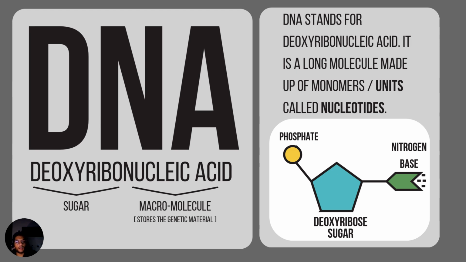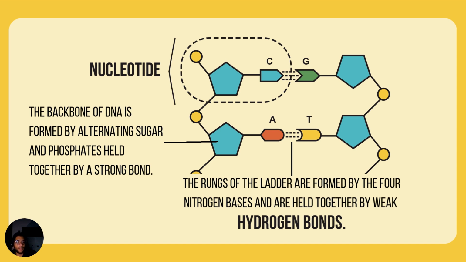Each nucleotide has three parts: a phosphate group, a deoxyribose sugar, and a nitrogenous base. It's called deoxyribose sugar because this sugar is only found within DNA. The backbone of DNA is formed by a sugar-phosphate bond. We refer to this as an alternating sugar and phosphate bond held together tightly, where you can see the phosphate joins to a sugar, and then the sugar joins to another phosphate, and so on. And nucleotides are joined by weak hydrogen bonds.